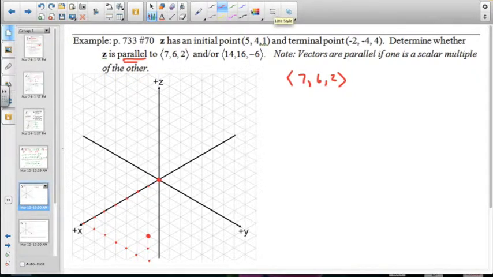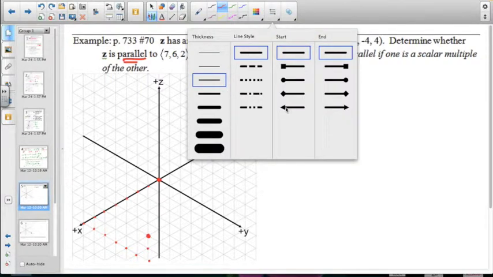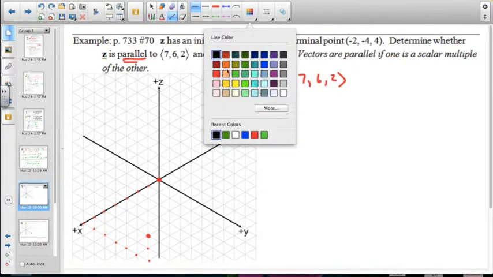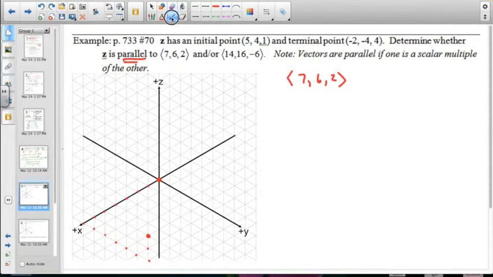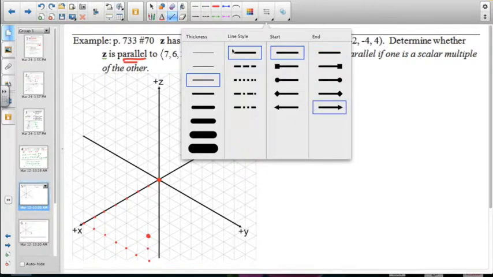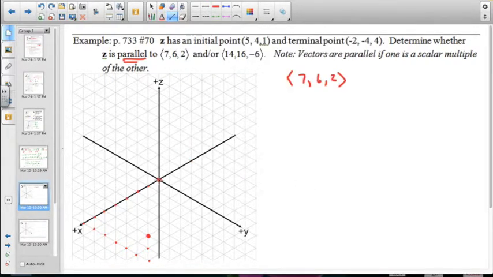And excuse me, if I would draw a vector in that direction, then that vector would look like that. Not quite sure why I didn't have an arrowhead there. Let me try that again. There we go. The vector would look like that. So there's the vector 7, 6, 2.